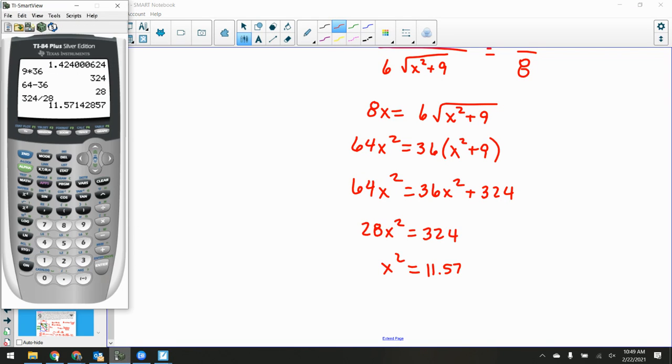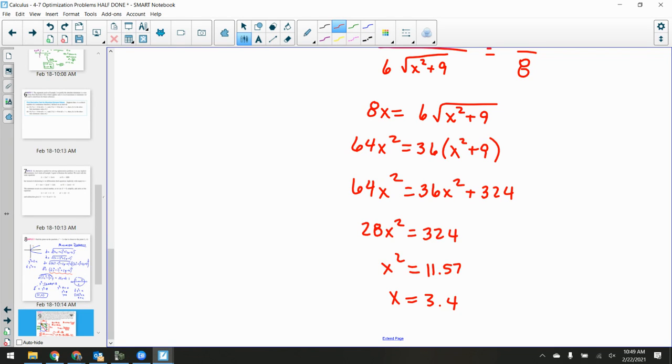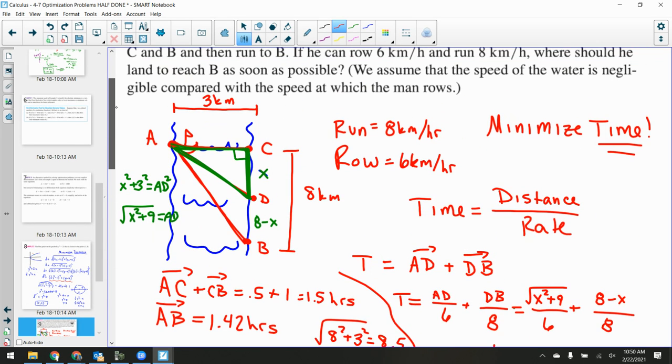Then we square root it. 3.4. All that just to see if it's possible that I would have a shorter distance going across. So we basically just find from A to B. We just found the x value. Just the x value. That's all we've done so far. Yeah. We need to actually calculate out how long it's going to take now.